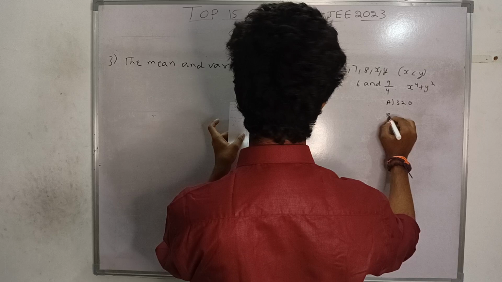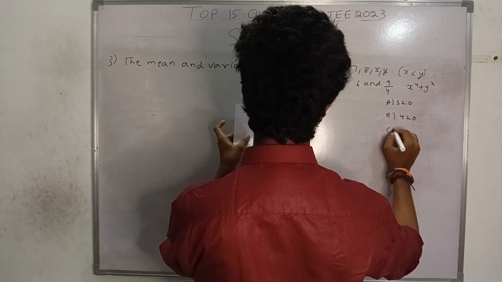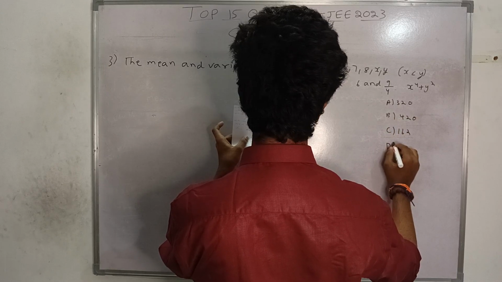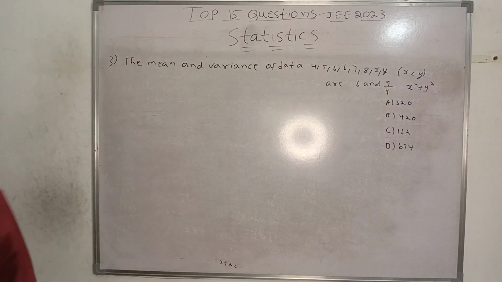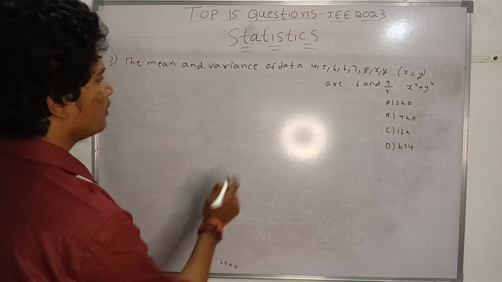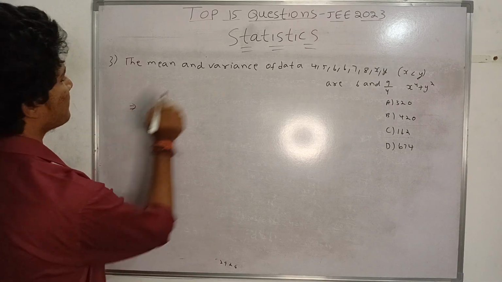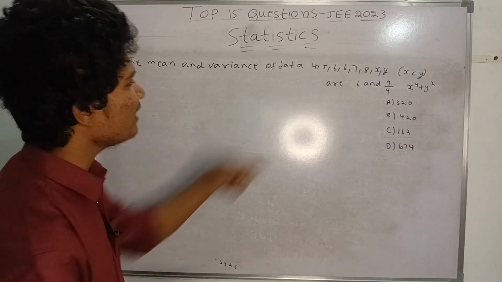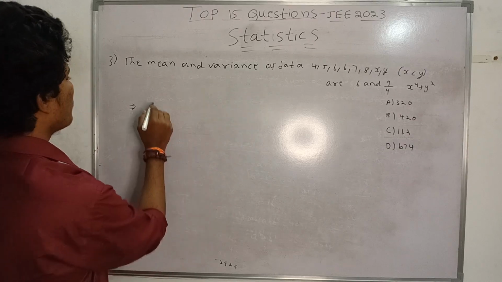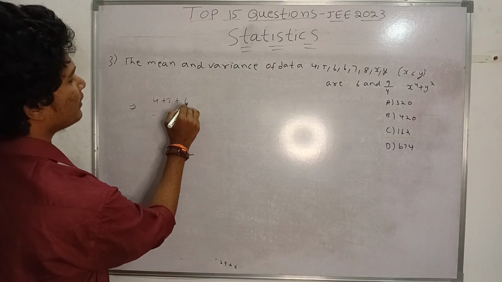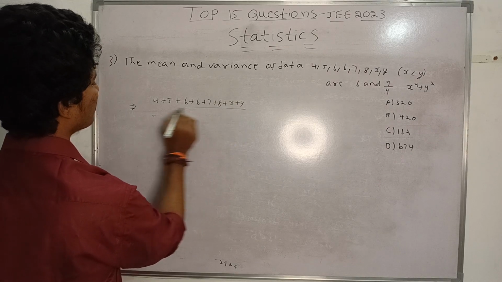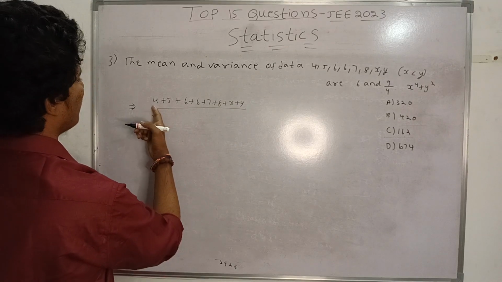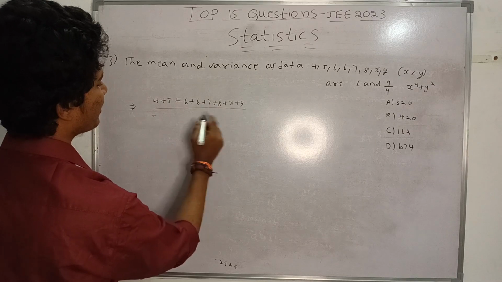Option A 320, option B 420, option C 162, option D 674. So the mean and variance of the data, again the same form only. There is no twist in the question. What is the mean here? Summation of all: 4 plus 5 plus 6 plus 6 plus 7 plus 8 plus x plus y. How many times? 1, 2, 3, 4, 5, 6, 7, 8.